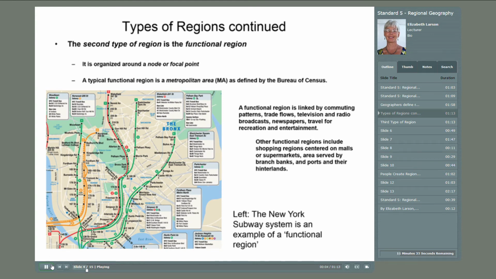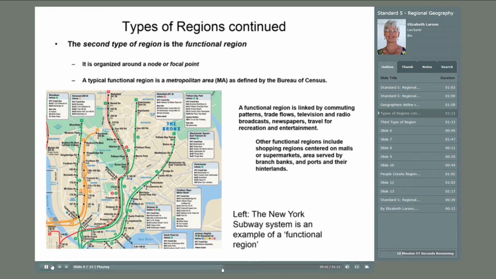The second type of region is the functional region. A functional region is organized around a node or a focal point, with the surrounding areas linked to that node by transportation systems or communication systems or other economic associations involving such activities as manufacturing and retail trading. A typical functional region is a metropolitan area, as defined by the Bureau of Census. For example, the New York metropolitan area is a functional region that covers parts of several states.